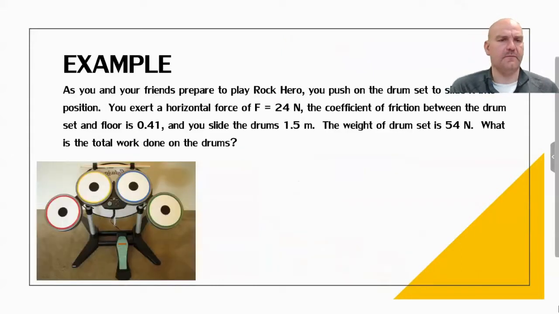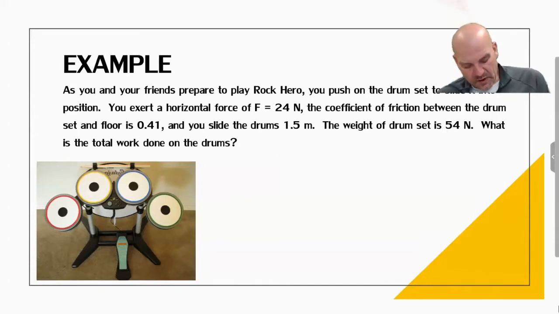Okay, here in the next example, we're kind of putting it all together. So we have a drum set. We're going to push with 24 newtons. It's going to experience some friction, and then we're going to slide it for 1.5 meters, and the weight of the drum tells us is 54 newtons.